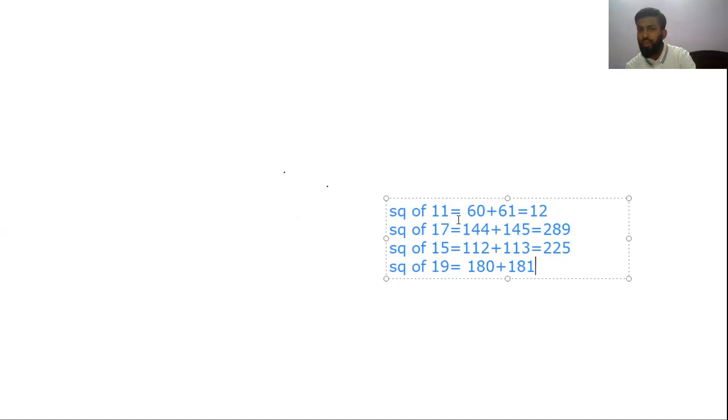So a square of 11, how can I write that as the sum of two natural and consecutive numbers? I can write (11 square minus 1) by 2, and (11 square plus 1) by 2. So 11 square minus 1 is 121 minus 1, which is 120, and 120 by 2 is 60. For the second number, just add 1. Otherwise, the formula is (n square plus 1) by 2, meaning 11 square plus 1, 121 plus 1 is 122, divided by 2 is 61. That's the rule, right? This is very simple. Next property.